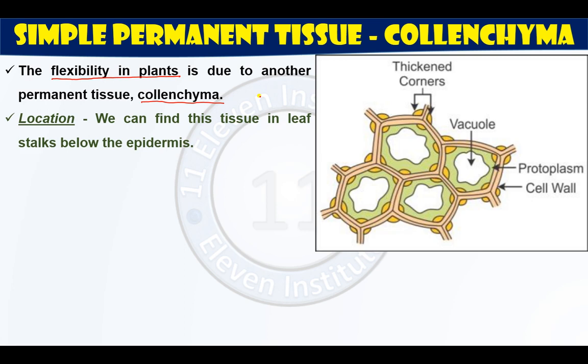Location: we can find this tissue in leaf stalks below the epidermis. Where? Leaf stalks, just below the epidermis. This is the location of the parenchyma. It is present in other parts of plants also, but more prominently it is present in the leaf stalks below the epidermis as per our textbook.